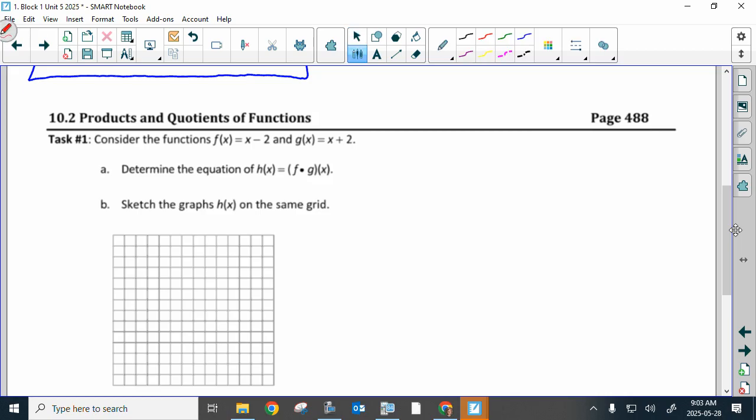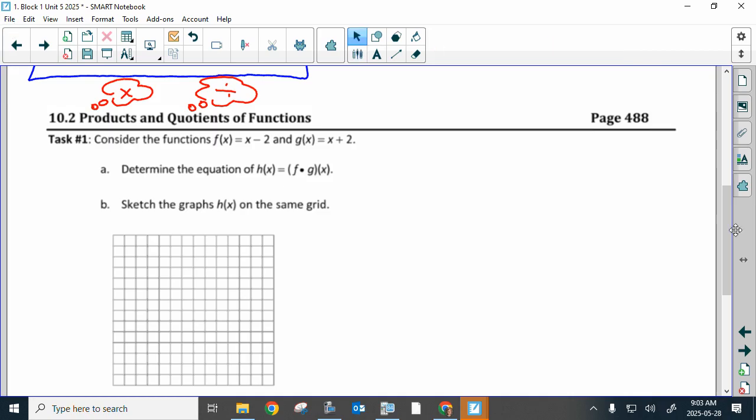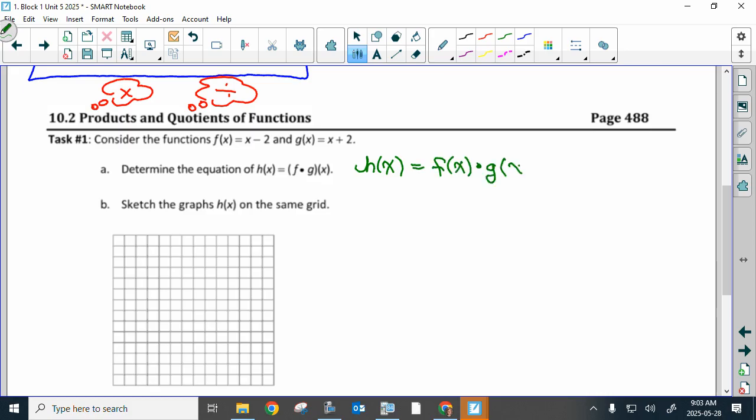Now, when I say product, you need to think multiply. When I say quotient, you need to think division. So consider the functions f of x is equal to x minus 2 and g of x is equal to x plus 2. You should recognize that these are both linear functions, degree 1 polynomials. It says determine the equation of h of x if h of x is f times g of x. Another way of writing that would be h of x is equal to f of x times g of x. Make sure your multiplication symbol is a closed circle, because an open circle means something else.